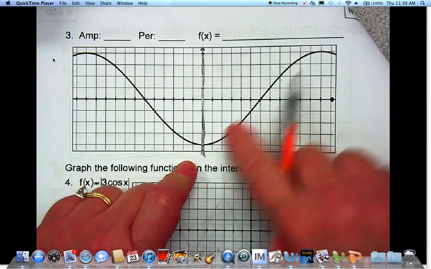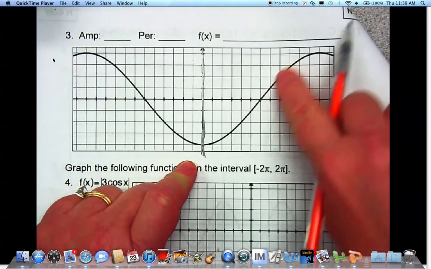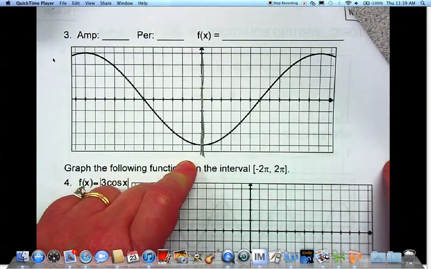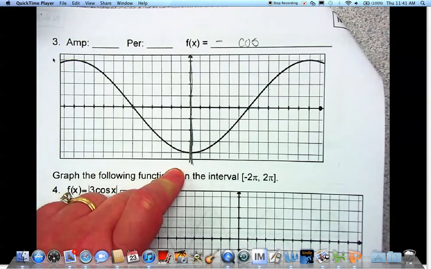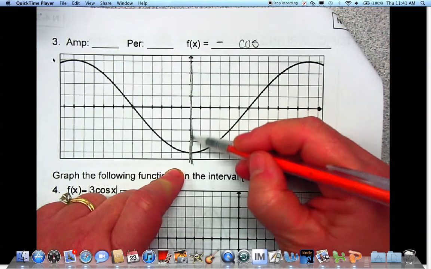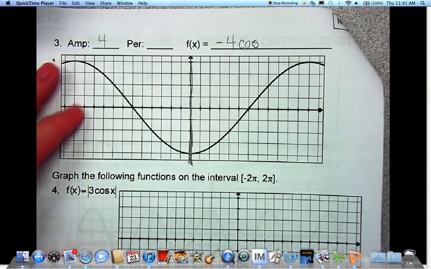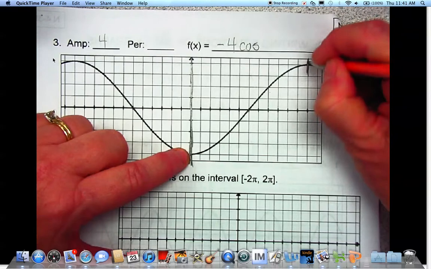What is that going to be? What does this make? The beginnings of cosine, but it's upside down. It's going to make a bell, isn't it? Okay, so it's a negative cosine. What about the amplitude? It should be negative 4. Yep, cosine. 1, 2, 3, 4. Negative 4 cosine.